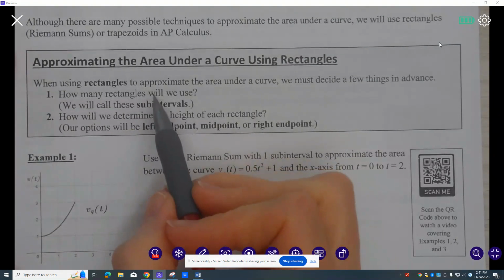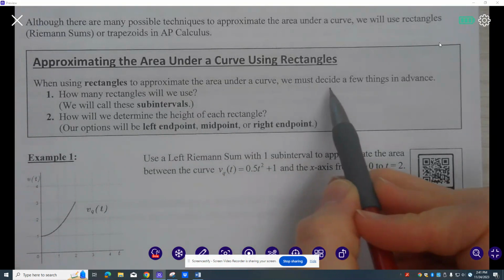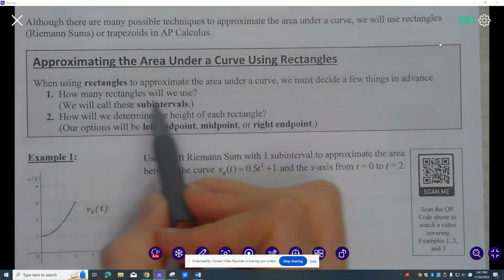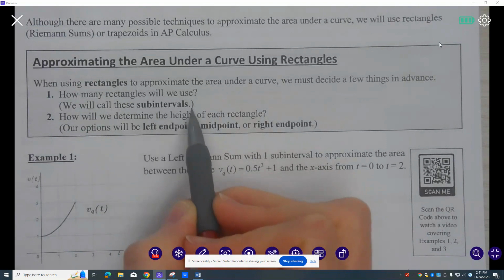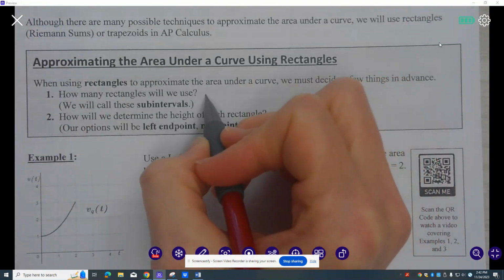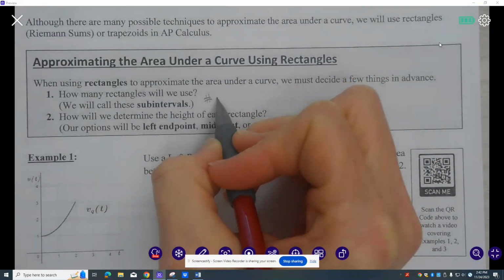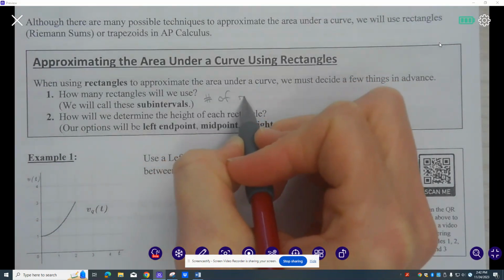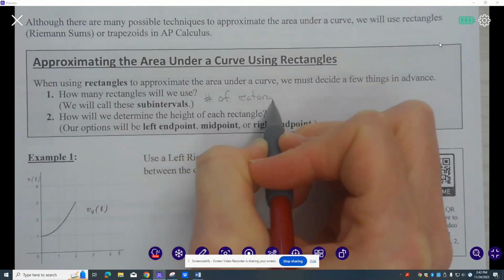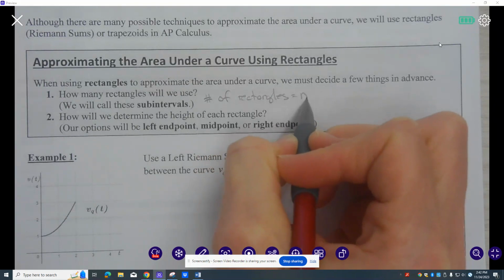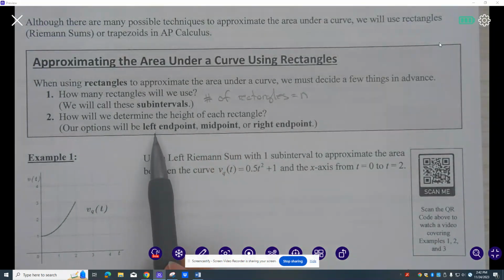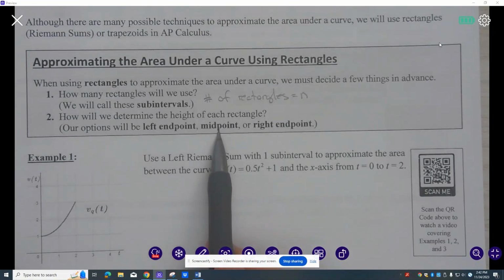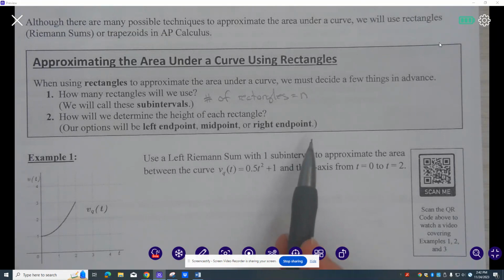So when using rectangles to approximate the area under a curve, we must decide a few things in advance. How many rectangles will we use? Those are called subintervals. And just a little preview of coming attractions, the number of rectangles will be referred to as n most of the time. And then how do we determine the height of the rectangle? So left endpoint, midpoint, or right endpoint.